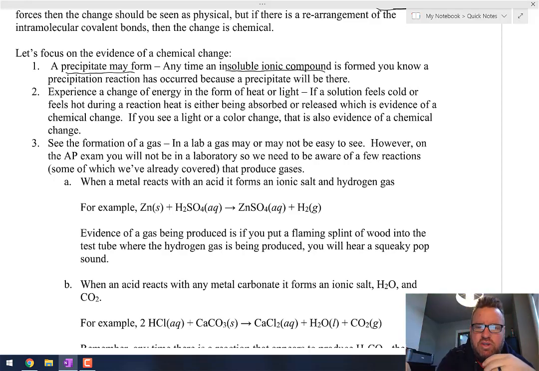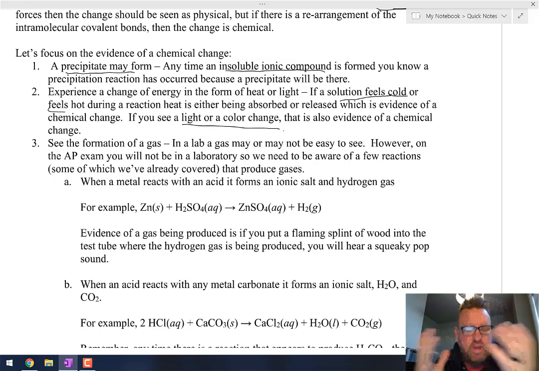Okay, if a solution feels cold or hot during a reaction, then energy is being absorbed or released. We'll talk about that more in our next video. And obviously, if you see a light or a color change, that's also a possibility. Okay, when you see the formation of a gas, you see some bubbles forming. Sometimes it's really easy to see, but obviously there are some times when you may not see the actual gas being produced, but usually you can because you'll see some bubbles form.